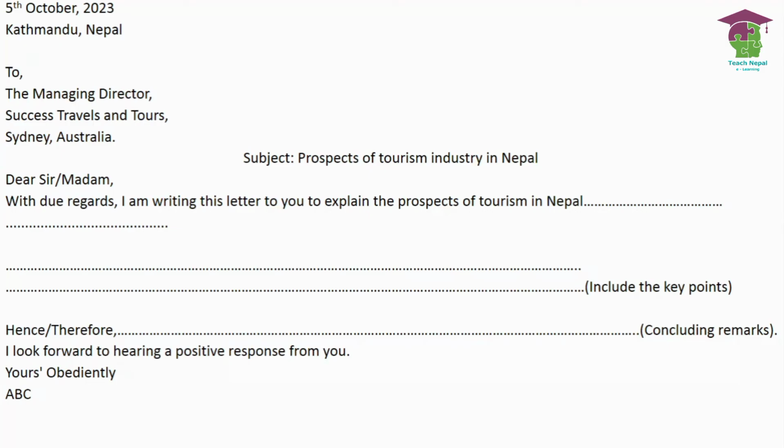And after that you have to write some concluding remarks. So therefore I'd like to request you to come to visit this place, so that it will be publicized all over the world. In that way you can mention some of your points in your letter. So this is how you have to structure our formal letter. And at last, I look forward to hearing a positive response from you. Yours obediently, ABC. Please just write these things that I have written here first.